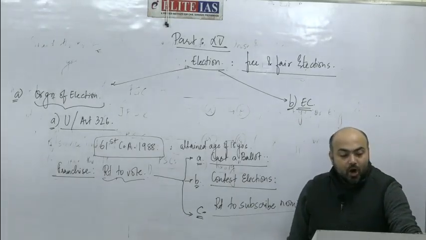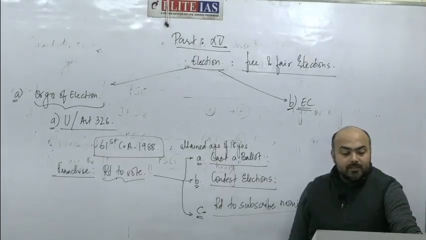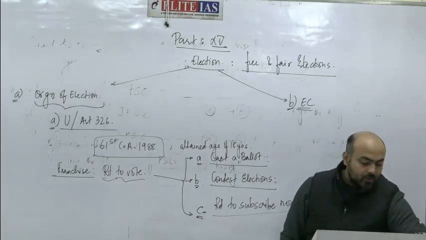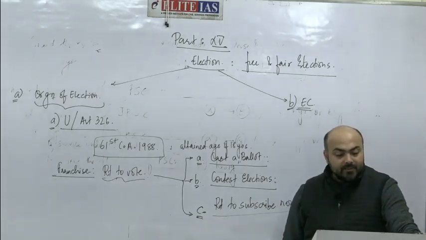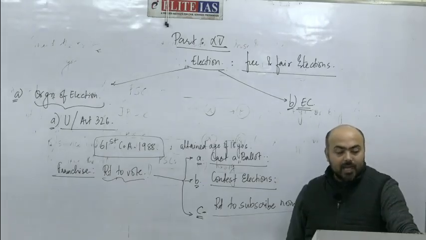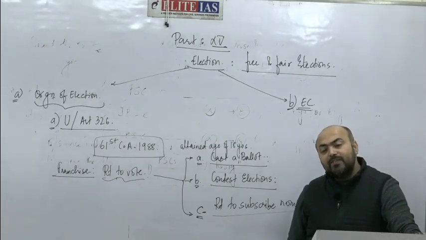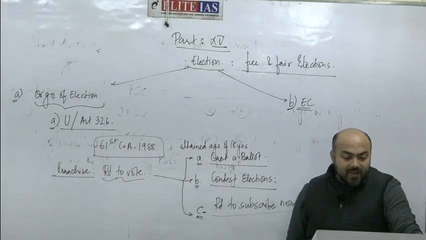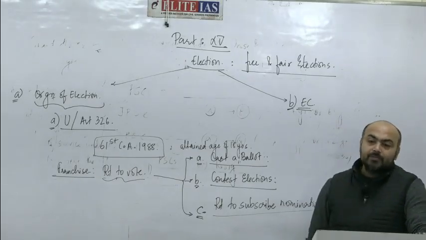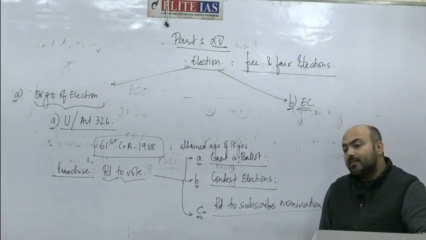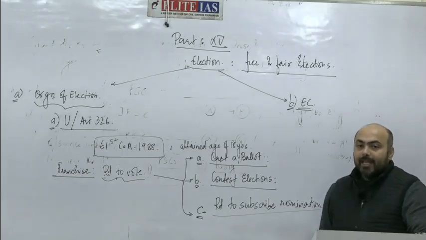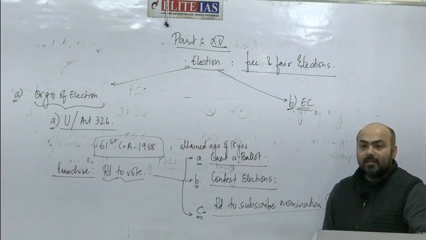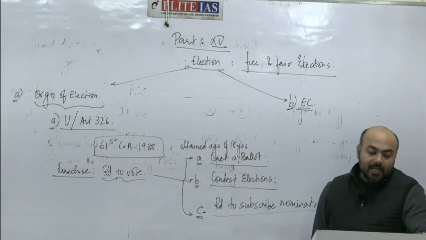It also means all citizens who have attained the age of 18 years, and who are not otherwise disqualified, have the right to get their names included in the electoral roll. Next, Article 327.